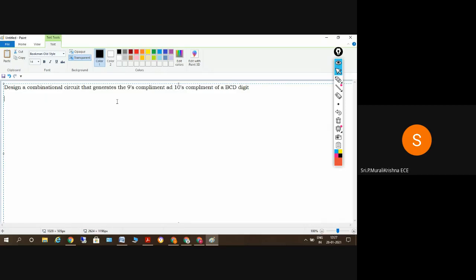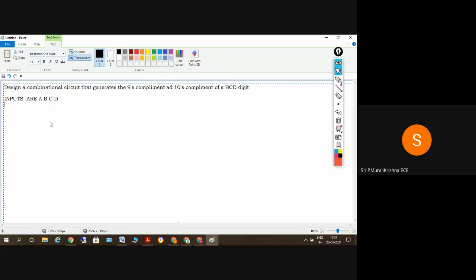So one circuit should find the nines complement of the given BCD, and the other circuit should find the tens complement of the given BCD. Okay, so we have to design two circuits here. One will generate the nines complement, the other will generate the tens complement. We'll assume that the inputs are BCD values from 0 to 9, so we need 4 inputs here. Inputs are capital A, B, C, D.